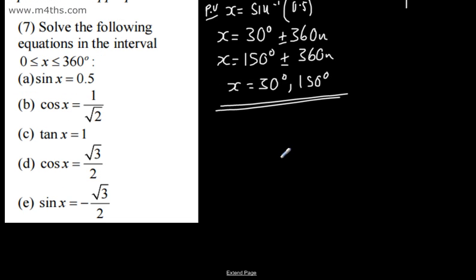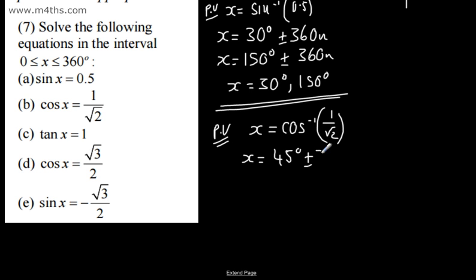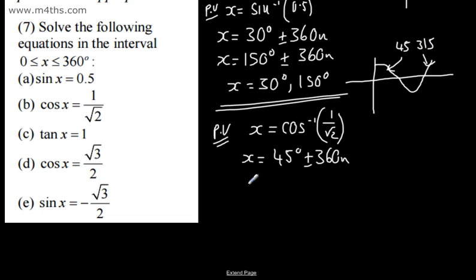Exactly the same here, cos x is equal to 1 over root 2. So we can get our principal value. X is going to be equal to the inverse cosine of 1 over root 2. So x is going to be equal to 45 degrees plus or minus 360n. We consider the cosine curve. The cosine curve now is symmetric about 180. So if we've got one here 45 in, we've got one 45 back from 360, which is 315. So x is going to be equal to 315 plus or minus 360n.